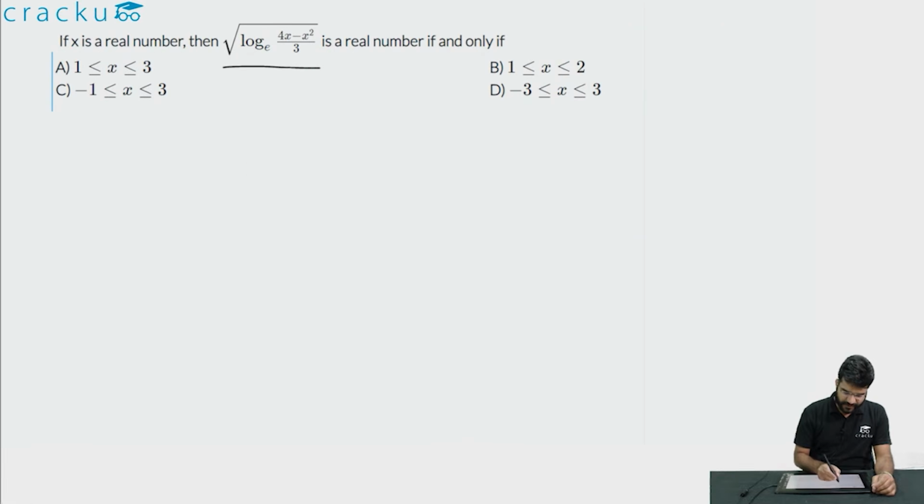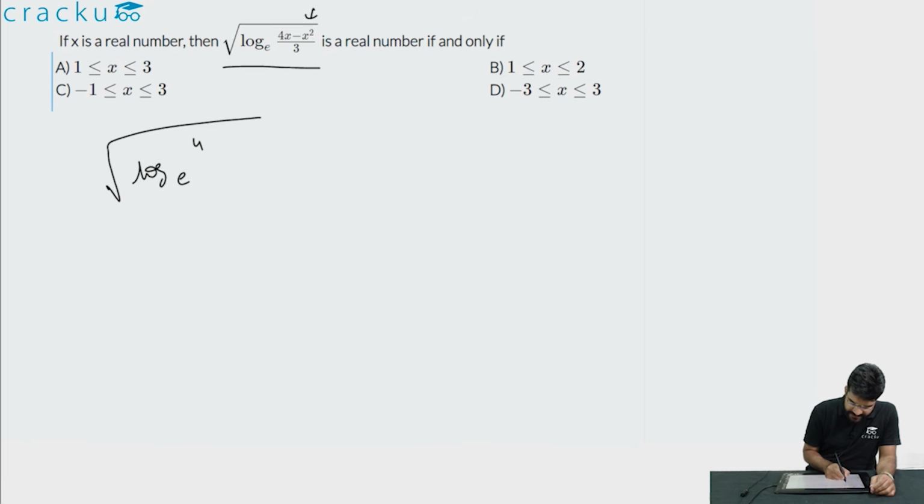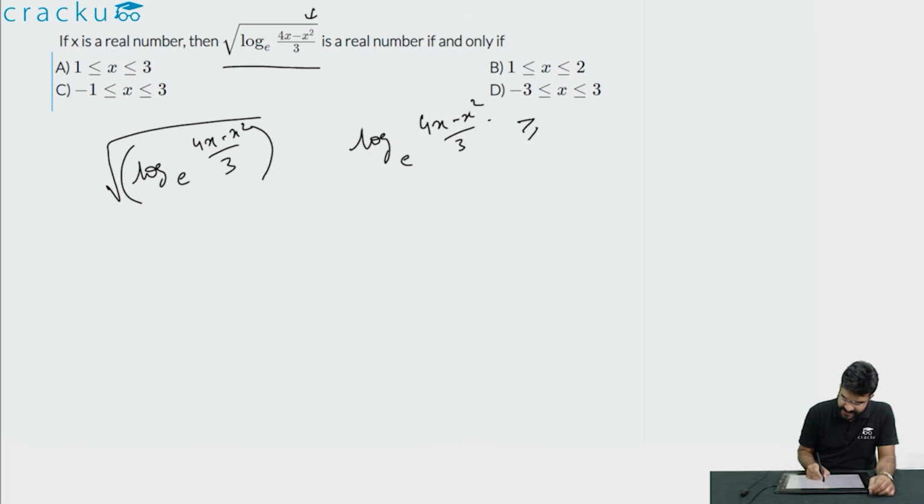In this question, we are given a logarithm in terms of x to the base e, and we are required to find out the interval within which x can vary for this logarithm to be a real number. So if you look at it carefully, we want square root of log e to the base (4x minus x square by 3) to be a real number. For this to be a real number, the term of which we are taking this root should be greater than or equal to 0. That is, log of (4x minus x square by 3) to the base e has to be greater than or equal to 0. Only then will the square root be defined.